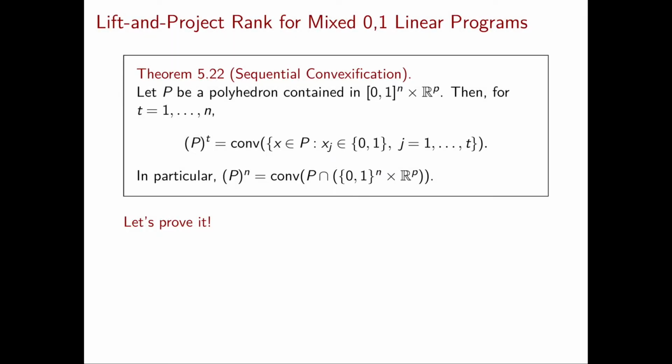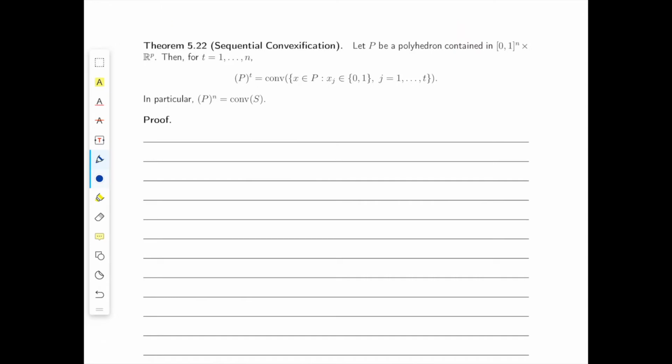Now let's prove the sequential convexification theorem. I will only give a proof in the case where P is a polytope. Let me write this. This is a proof for the case where P is a polytope.